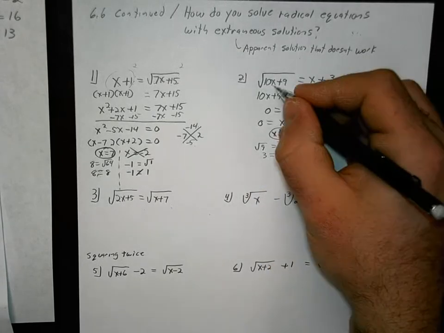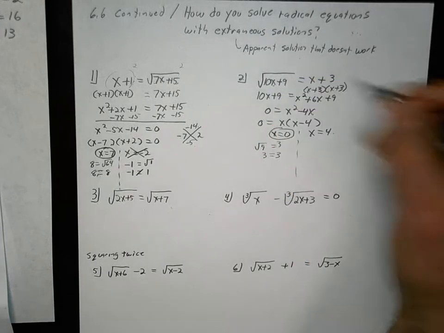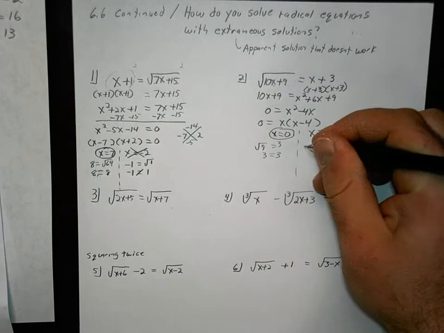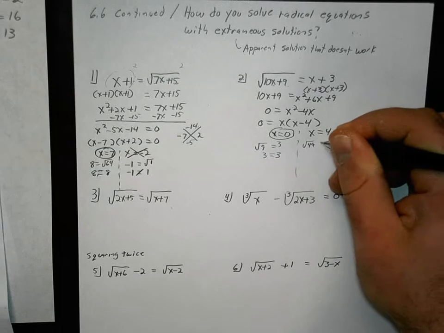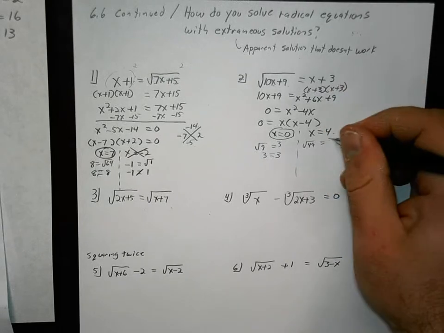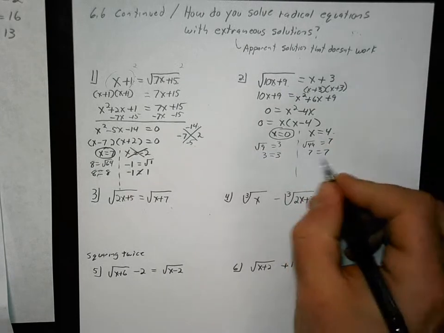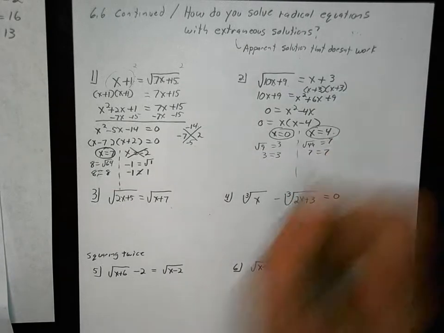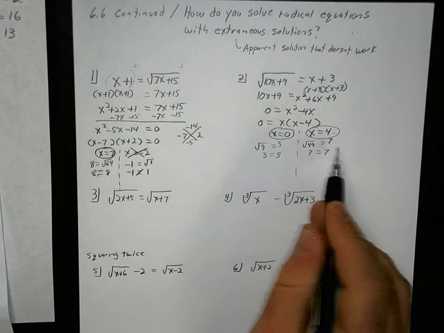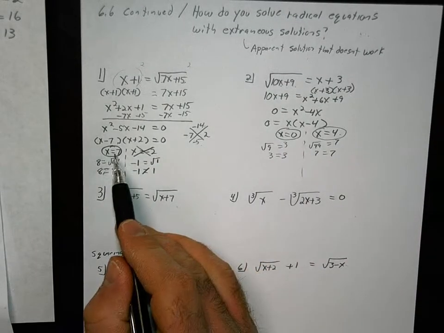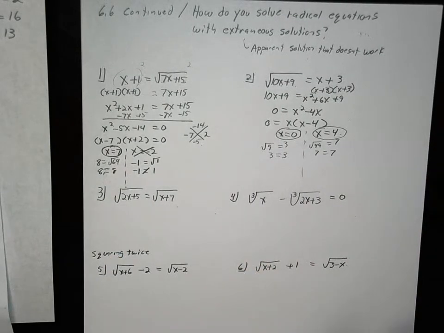Let's try 4. 10 times 4 is 40, plus 9 is 49. So I get the square root of 49 on that side. 4 plus 3 is 7. Square root of 49 is 7, so 7 equals 7. That one works too. So in this case, they both work. So you're going to either get them both to work, or you may get only one of them to work. And you may get an extraneous solution.